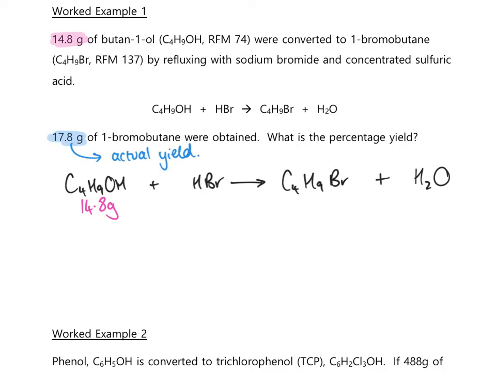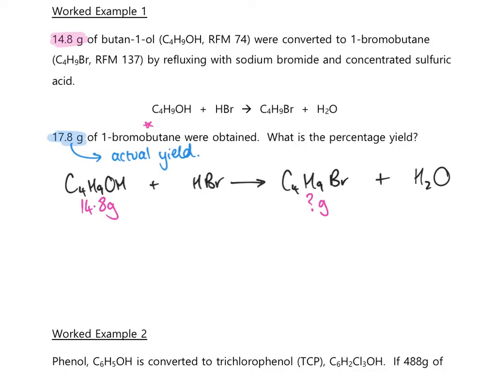And we're given the mass, the actual yield of our 1-bromobutane. So that's the thing we need to work out. Well, what is the theoretical yield of that substance? And that's essentially our useful product. So I'm going to put my question mark underneath that part of the equation and put grams after it to remind myself I'm working out the mass.